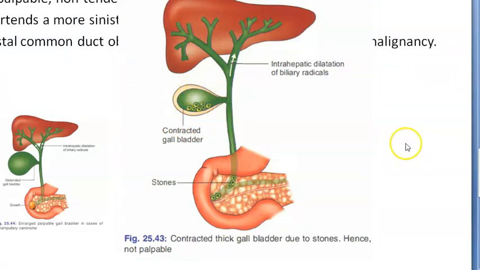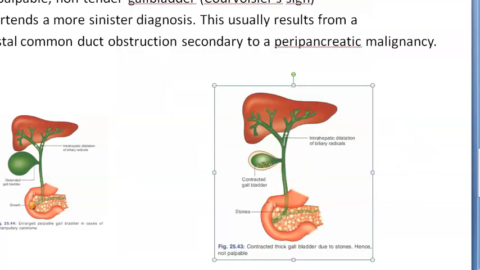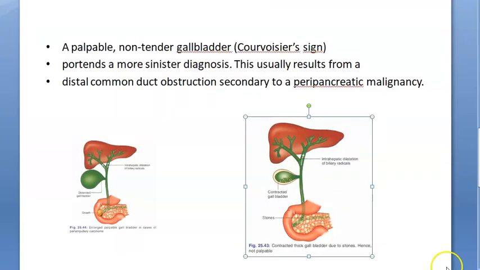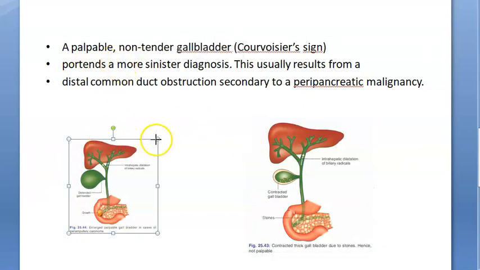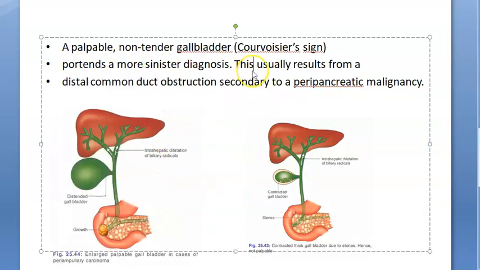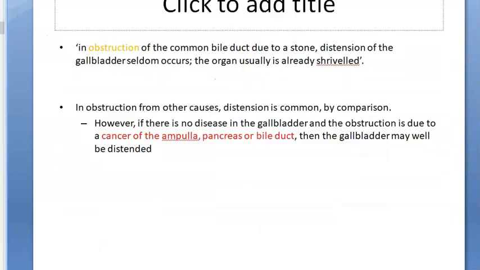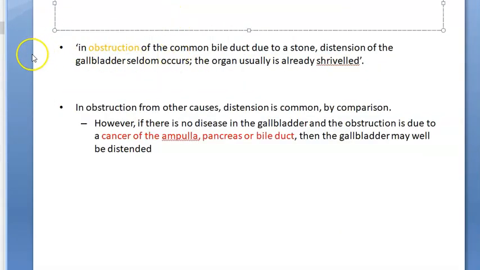Okay. So this is very interesting. When you think that there are stones inside, you will think you can actually palpate it, right? That's what you and anybody would think. But what they are saying is if you can palpate the gallbladder, that means the cause is not the stones, gallstones. That's what they are trying to say. Okay, this is the Courvoisier's sign law. Look at this. So that is what the sign is.